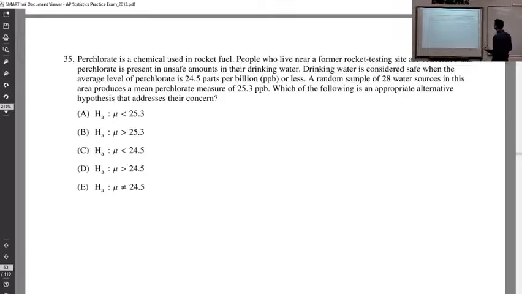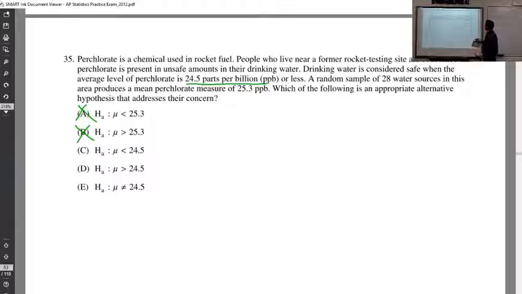Drinking water is considered safe when the average level is 24.5 parts per billion. So 24.5 parts per billion is what we have, and we get a sample that gives a 25.3. So our sample is what gives a 25.3. That's not what we think the parameter should be.